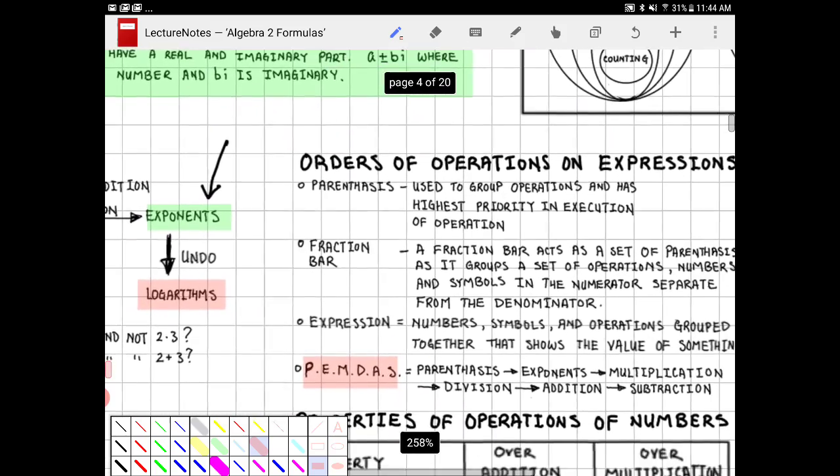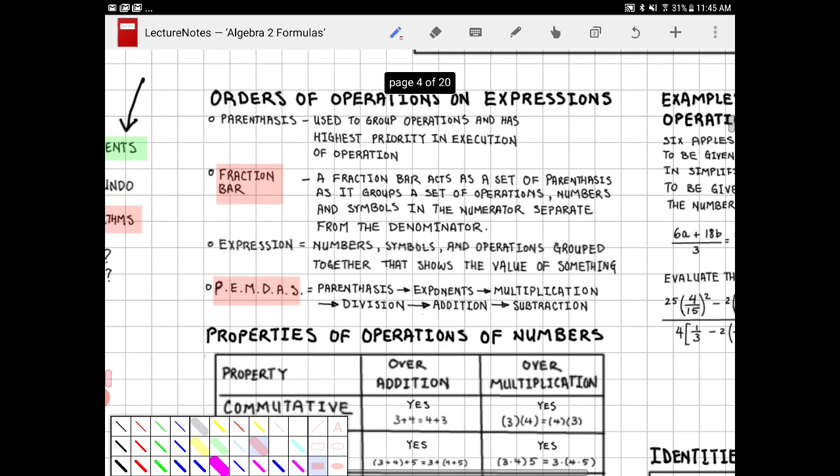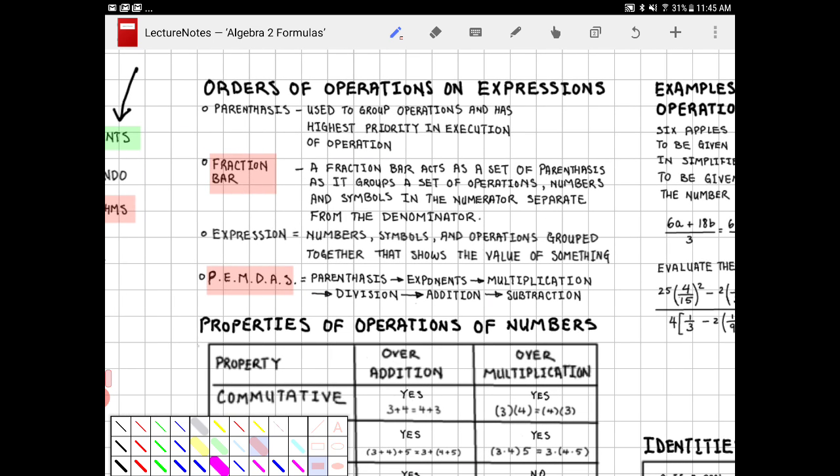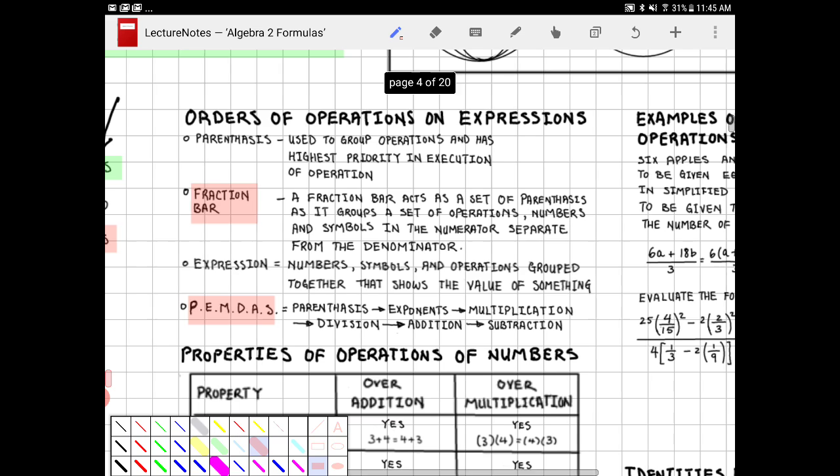So another way of grouping operations is through the use of parentheses. Well, as it turns out, a fraction bar is actually an implicit way of grouping things. A fraction bar groups the numerator differently from the denominator. It separates them out. So in practical terms, a fraction bar is actually interpreted very much like parentheses. Keep that in mind as you go through the different exercises in this lesson.